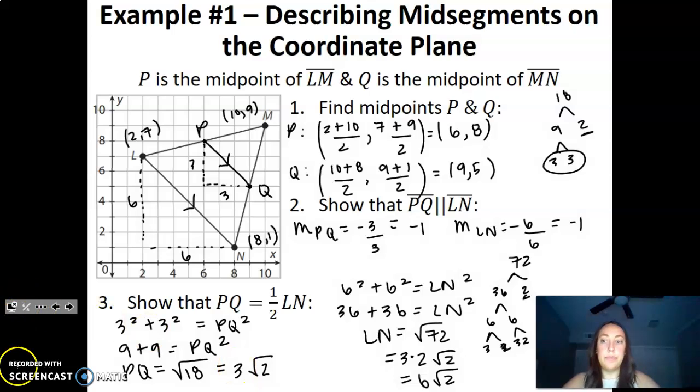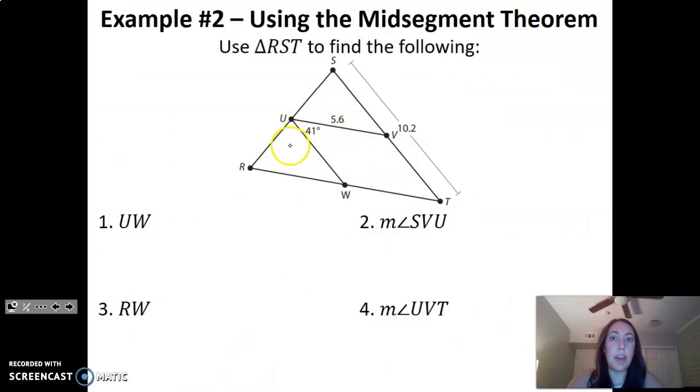All right, for the next example, we have triangle RST, and we have 2 different midsegments drawn. We have midsegment UV, which has a length of 5.6, and then we have midsegment UW. We know this side of our triangle, ST, is 10.2, and then we're given this angle is 41 degrees. So let's find UW. That's this segment right here.